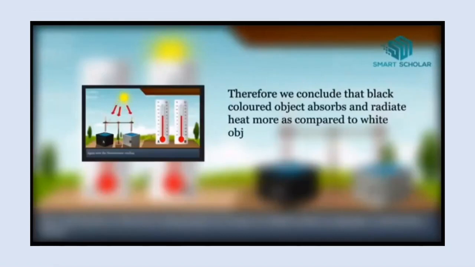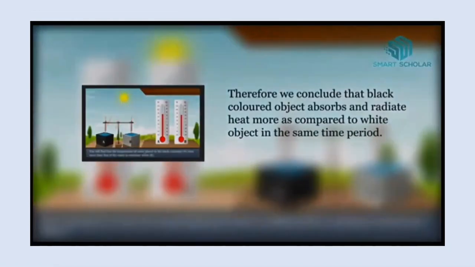So students, what do you infer from this activity? That a black colored object heated more in the sun and also it releases more heat than other bodies. Therefore, we conclude that black colored objects absorb and radiate heat more as compared to the white object in the same time period.